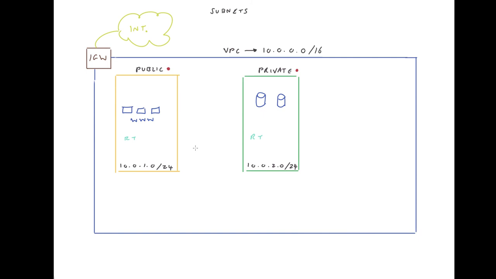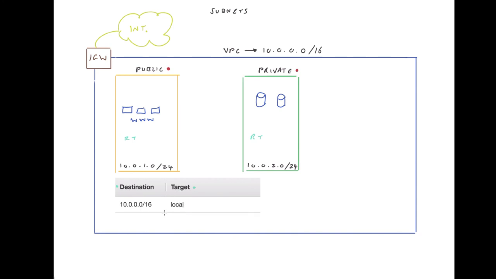Now by default, when your subnet's created, it will have a default route in it, and this is a local route. Let's take a look. Now your route table will contain a destination field and also a target field. Now the destination field is the destination address that you are trying to get to. The target essentially specifies the route to that destination.